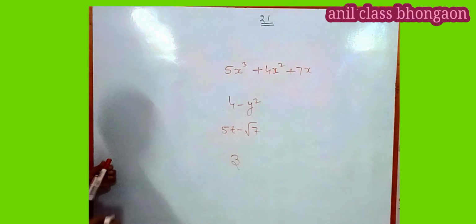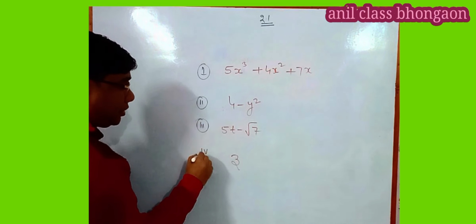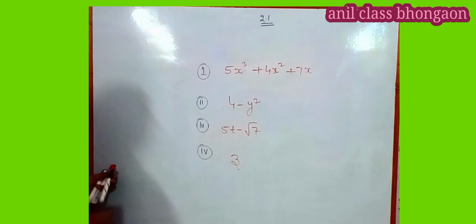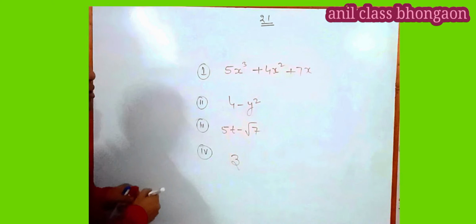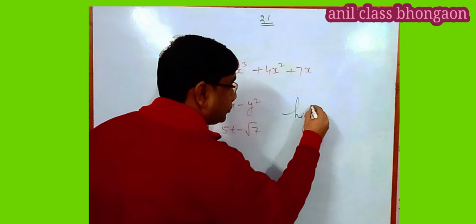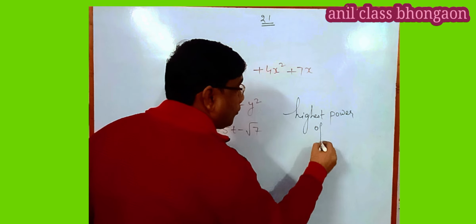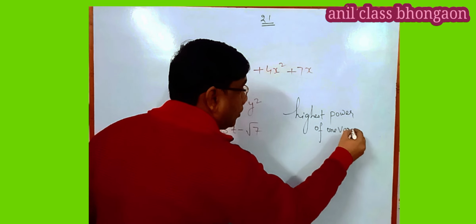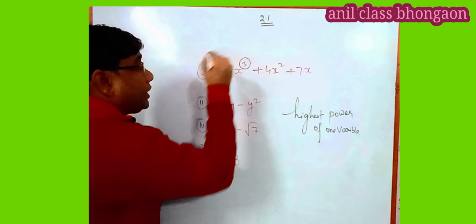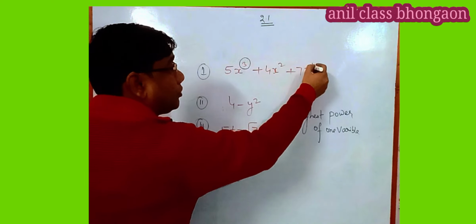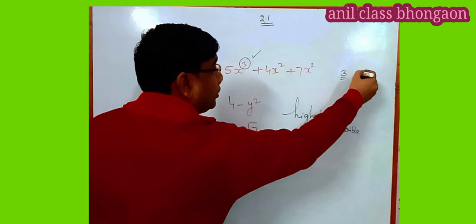What is the degree? Degree means the highest power of one variable, my friend. So what is the highest power of one variable? You know that it is 3, because the powers are 3, 2, 1. So the highest power is 3, so the degree is 3.